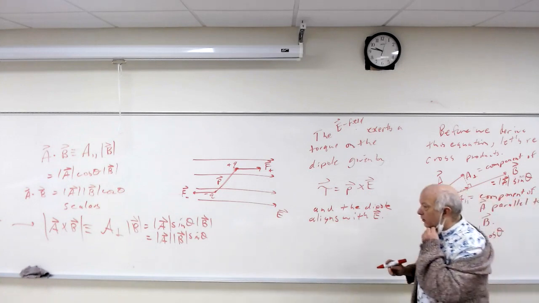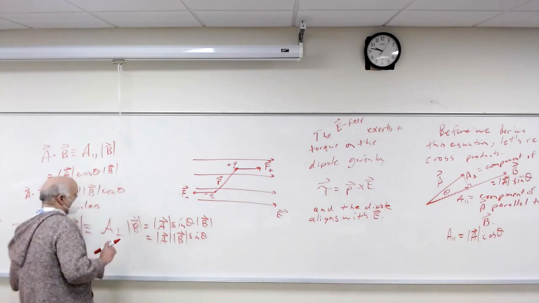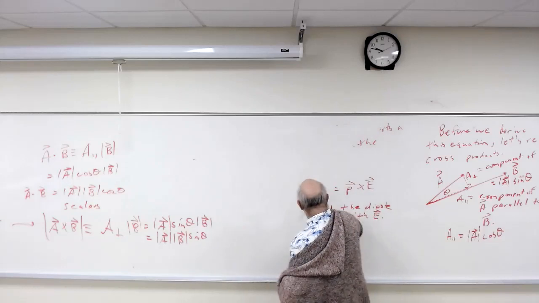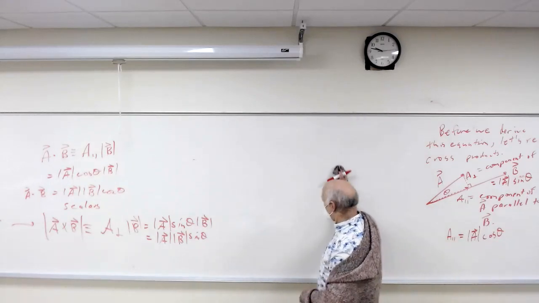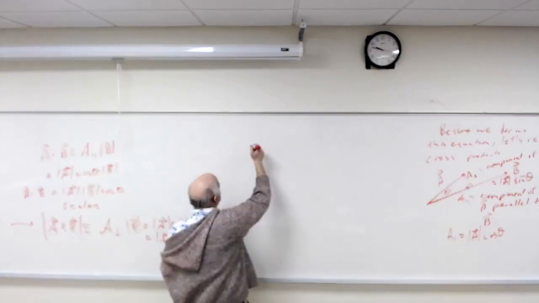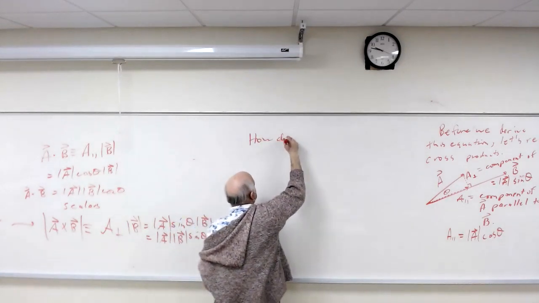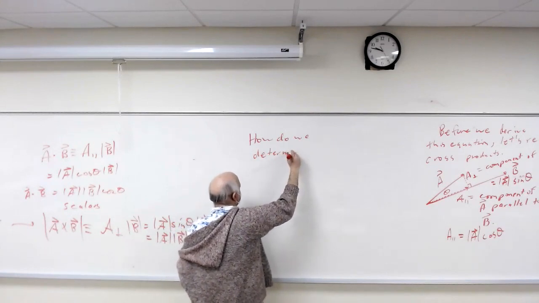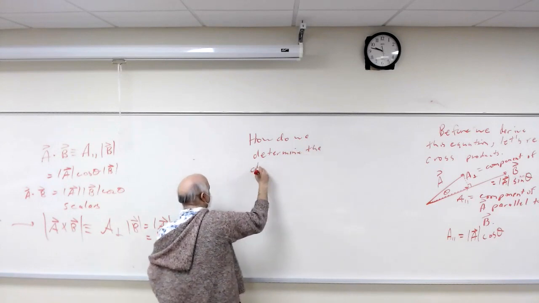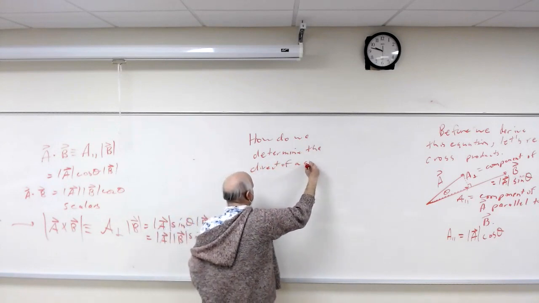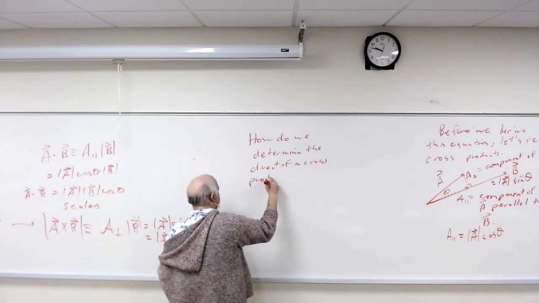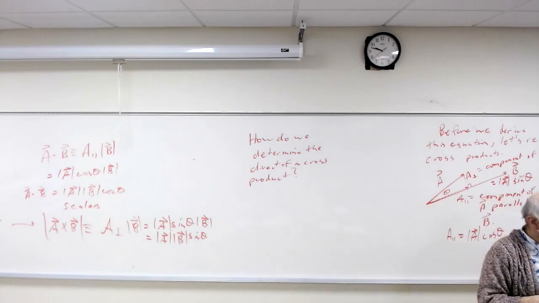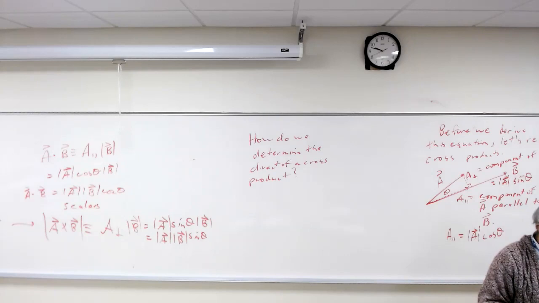So the question is, how do we work these out? First of all, let's do the direction of it with the right-hand rule, and then we'll talk about actually calculating one. It should be perpendicular to both of them, correct, by definition. So how do we determine the direction of the cross product? From first semester physics, what do you use? The right-hand rule. And why do we call it the right-hand rule? We're going to use the right hand.